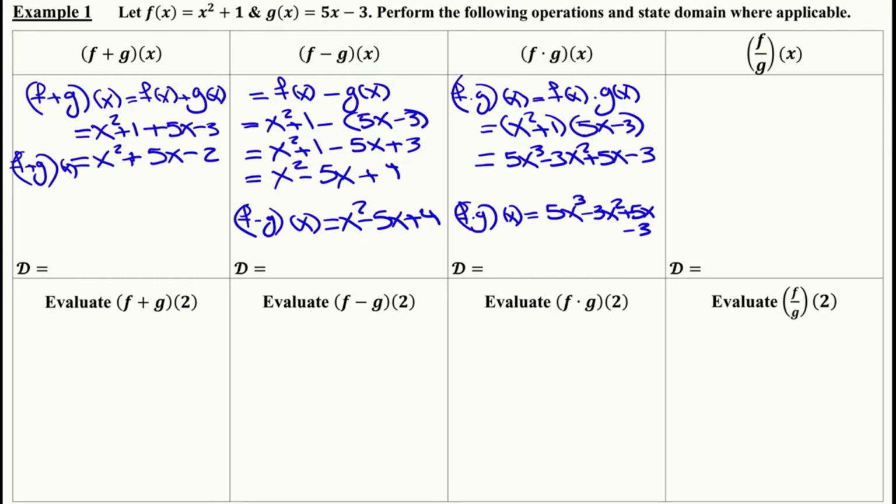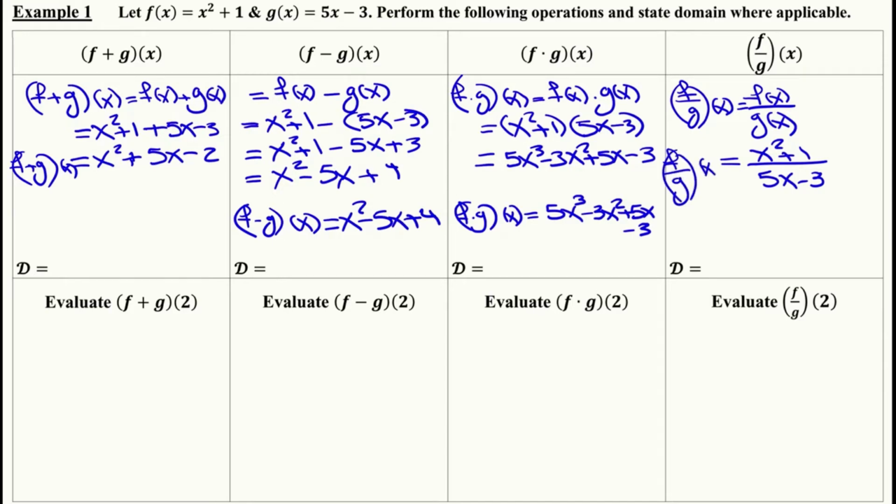For f over g of x, we also apply the definition. When we want f over g of x, we need to calculate basically the output of f and divide it by the output of g at that input x. So we know that f of x is x squared plus 1 and g of x is 5x minus 3. So that is basically f over g of x. Now with this one in particular, we do want to make sure that we avoid 5x minus 3 being 0, which means x equals 3/5.